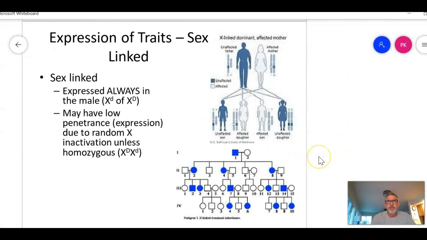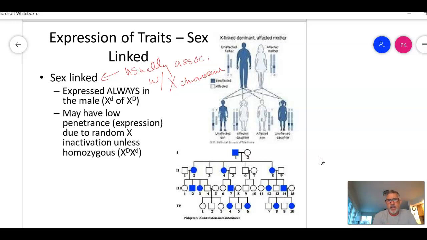All right, expression of traits, sex linkage. So sex linkage is a little different. Sex-linked traits are usually associated with the X chromosome, and the reason is there are very few genes on the Y chromosome. There's hairy ears, and there's TDF, the testis-determining factor, which helps male secondary characteristics. So it's usually associated with the X chromosome.